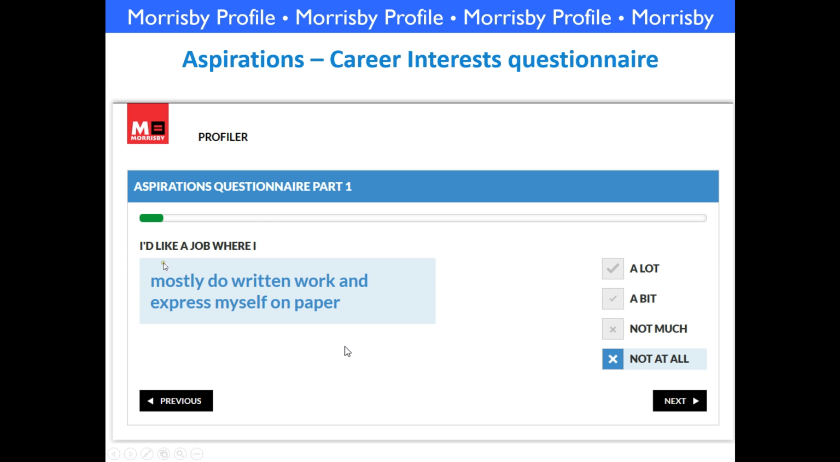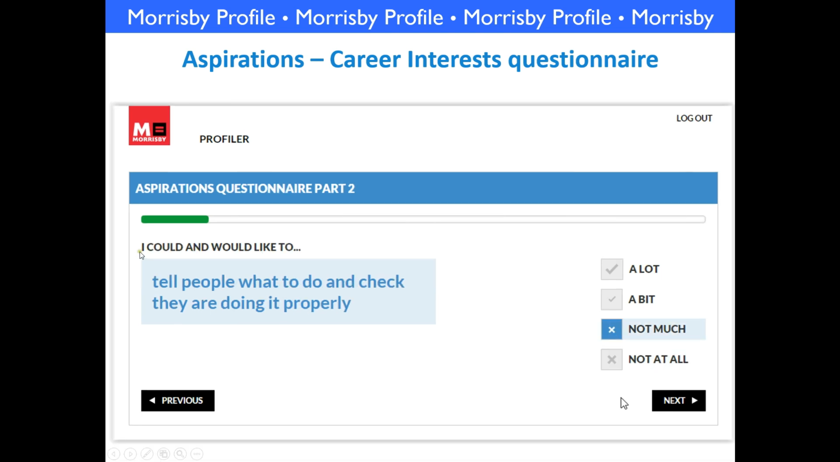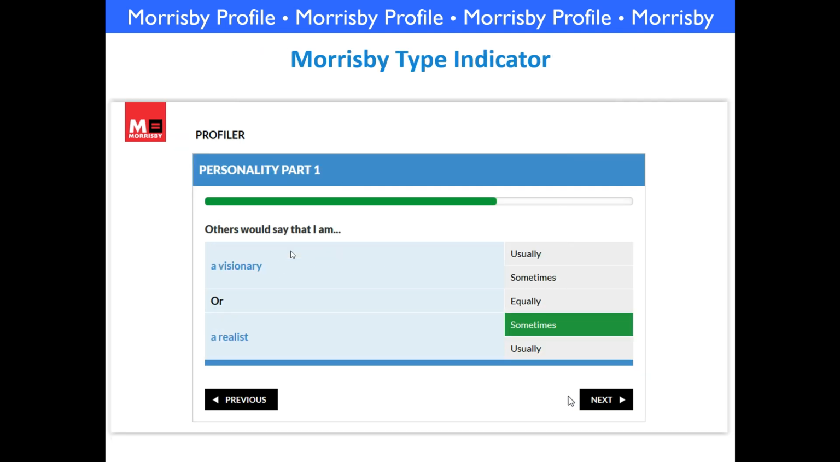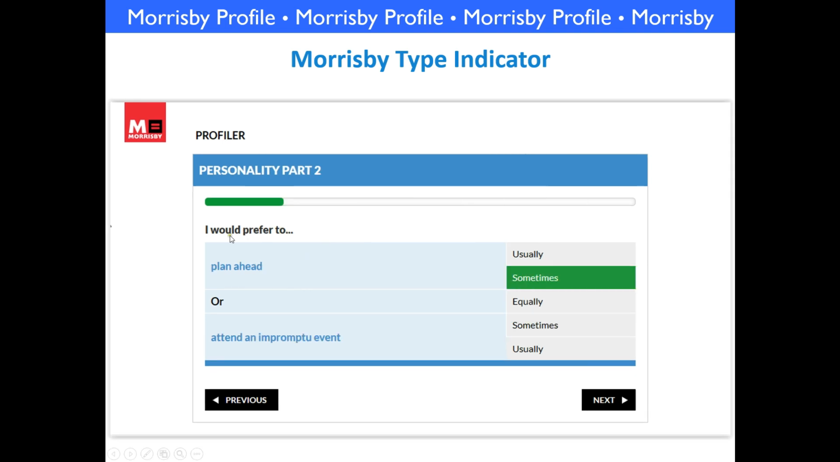Moving on, there were two multiple choice questionnaires, the first one looking at career interests. A bit over half the questions started off with "I'd like a job where I," and some at the end had "I could and would like to." And these ones are getting at people's talents around sport and music and art, which aptitude testing just is not good at relating to. Finally, there was a personality questionnaire. Half the questions started with "Others would say that I am." The last half, "I would prefer to." And these can be answered on a 5-point scale where you can be in the middle.